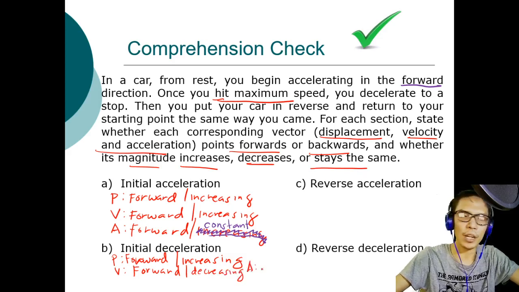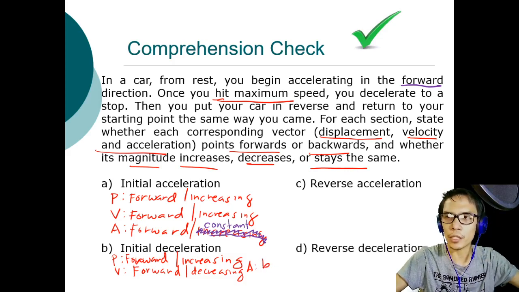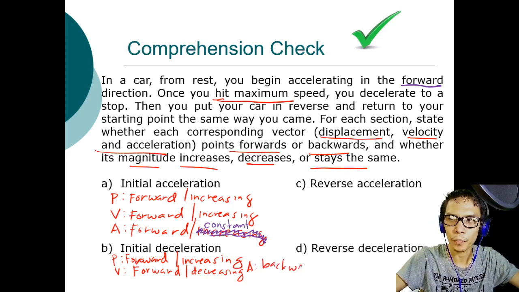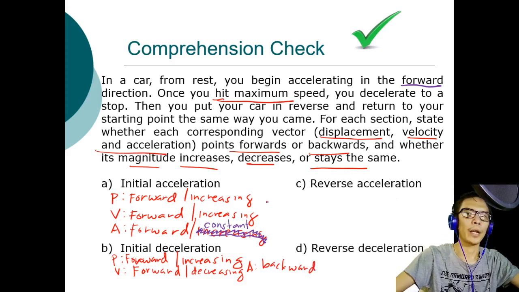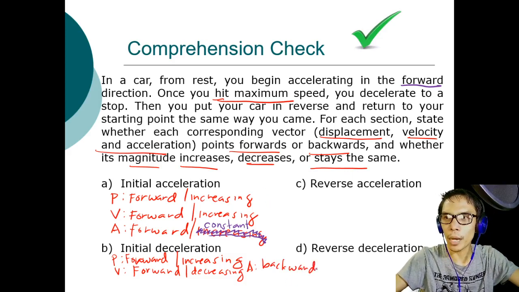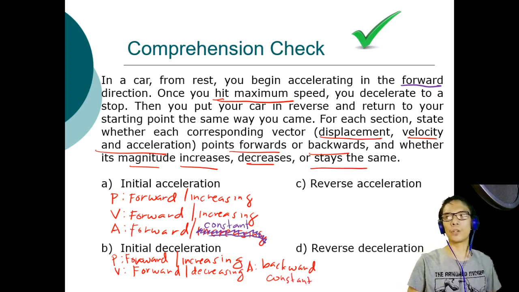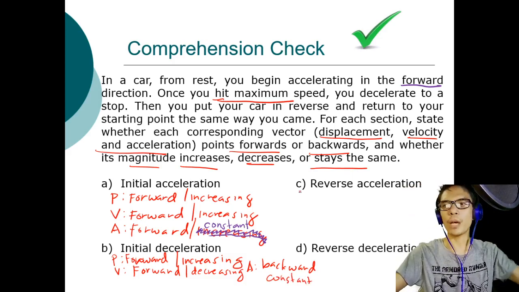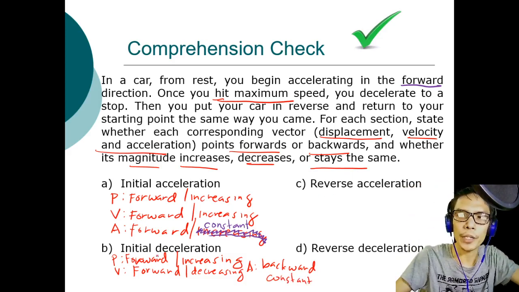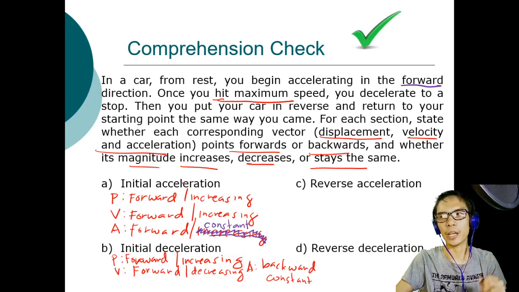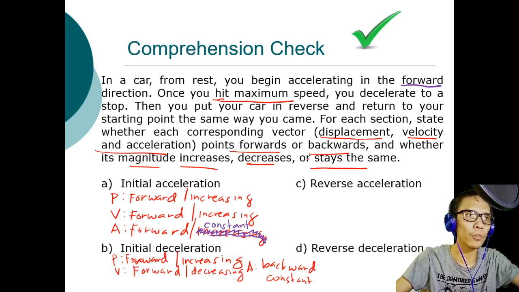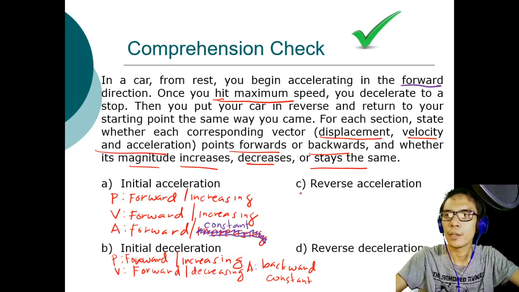Next one, acceleration. You start to decelerate, you start going backward, but in constant magnitude, or it stays the same. So constant. Okay, so that is for the initial deceleration. Alright, so let's go now to reverse acceleration.